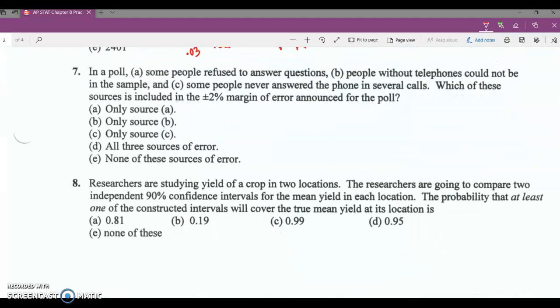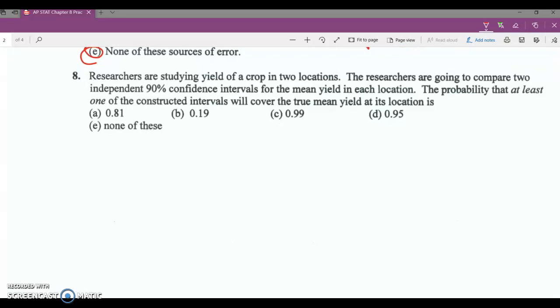Right, number 7. In a poll, some people refused to answer questions. People without telephones could not be in the sample, and some people never answered the phone call in several calls. Which of these sources is included in the 2% margin of error announced for the poll? None. Margin of error has to do with sampling variability, not with bad sampling. I mean, you see your formula, it's the square root of p hat times 1 minus p hat over n, all under the radical. None of that has to do with under coverage or non-response.